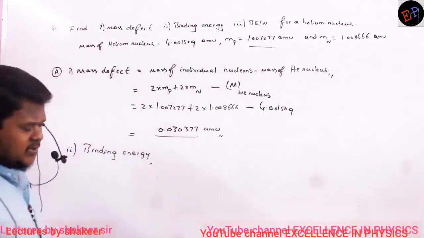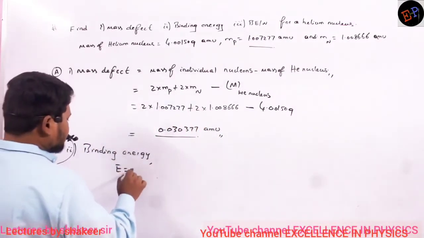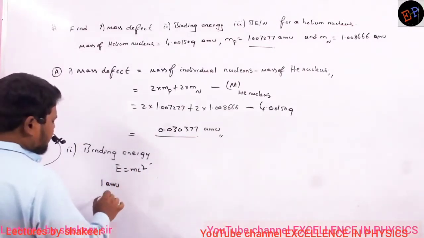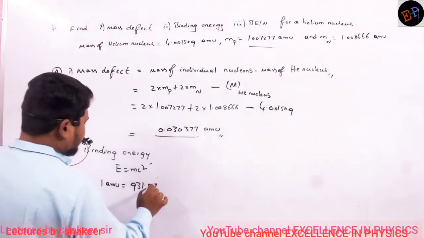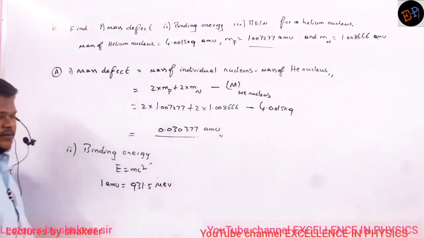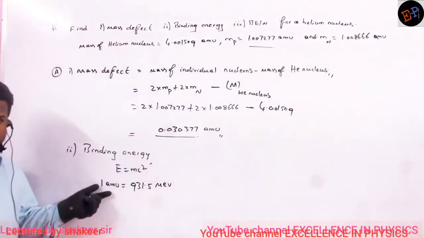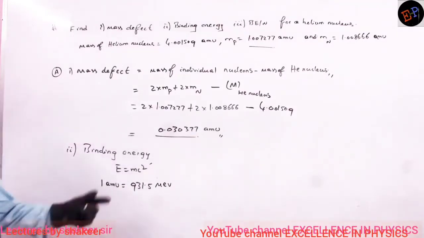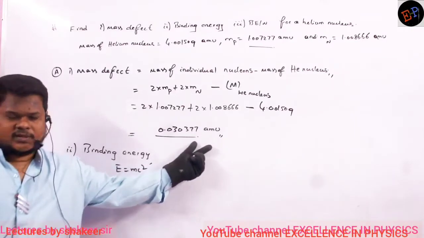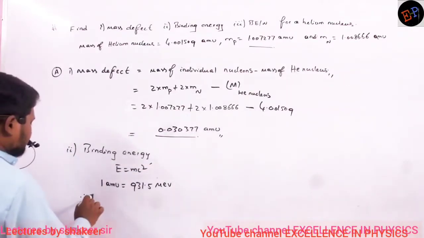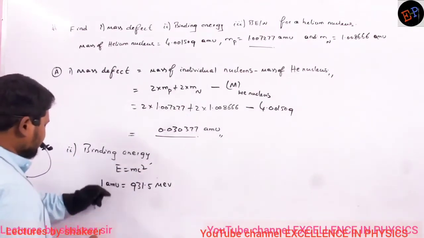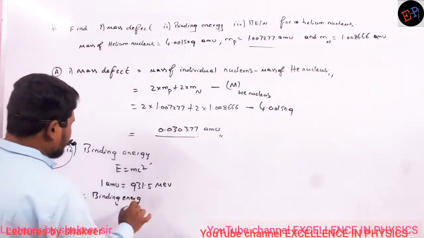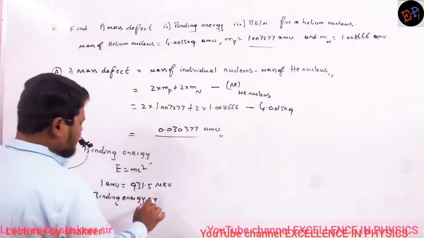Binding energy you can calculate by 2 methods. Either you can calculate by E equals mc squared, or, as we have already studied, if 1 AMU is converted into energy, it will release 931.5 million electron volts of energy. Now here also I got the answer in terms of AMU only. So substitute. The energy released is what you call the binding energy. So binding energy is how much? How many AMUs have disappeared?